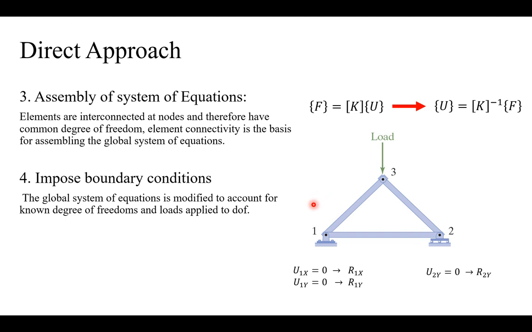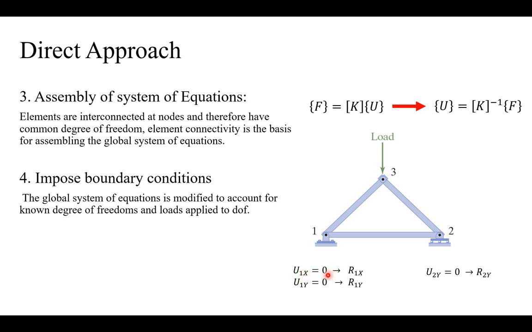The next step is to impose boundary conditions. Again, in this example, at node one, there is no displacement in x direction, and there is no displacement in y direction. At node two, it's free to move in x direction, but it's confined in y direction. Whenever we have a displacement boundary condition, whenever we have a set value for a displacement, there is going to be a corresponding reaction force.